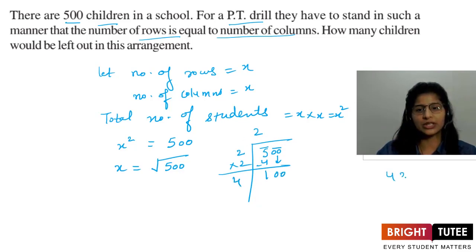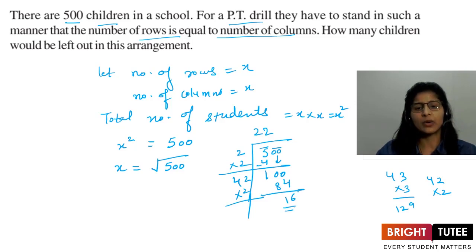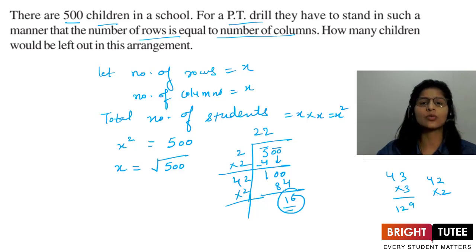So if we try 43, just see, 3 3s are 9, 3 4s are 12. So we will just do it with 2. So 42 2s are, 2 2s are 4, 2 4s are 8. We get 84. Subtract it. 10 minus 4 is 6, 9 minus 8 is 1. What is the remainder? 16. That means 16 students would be left out of the arrangement.